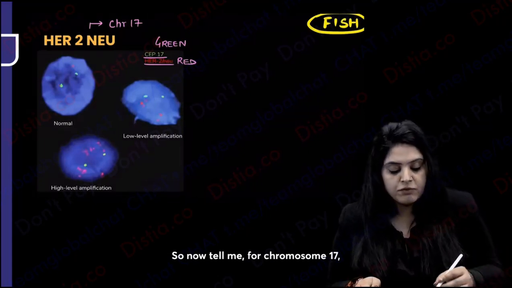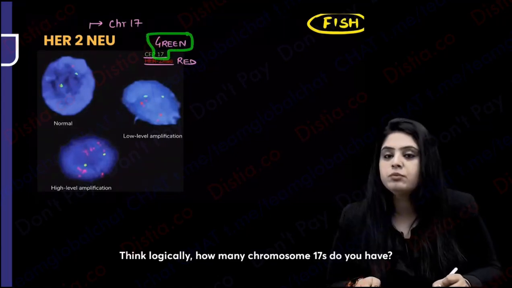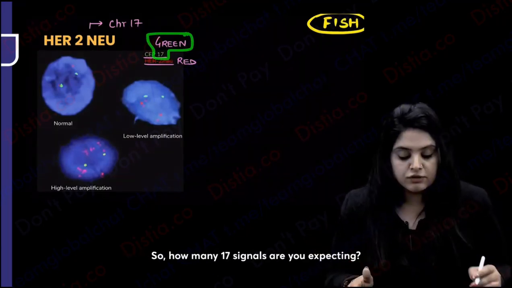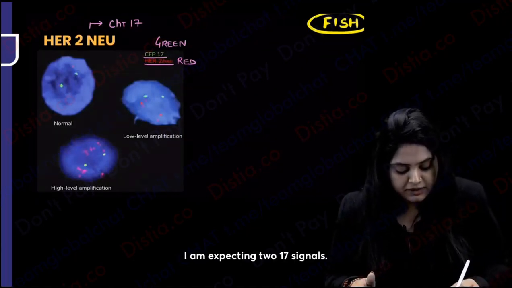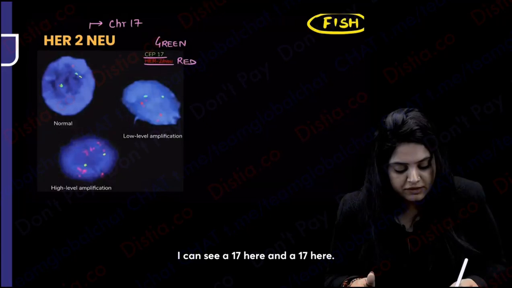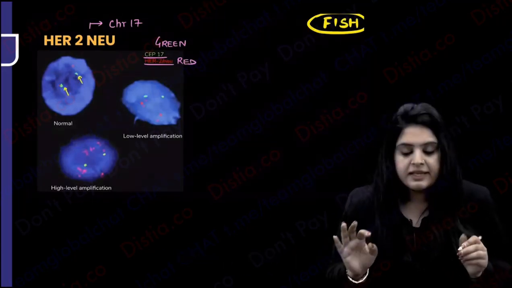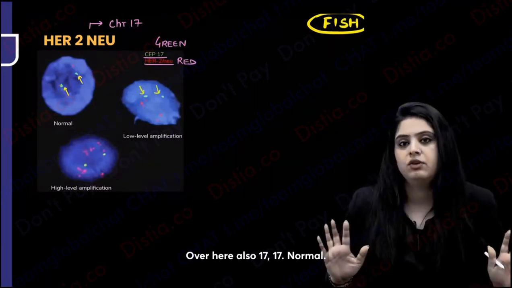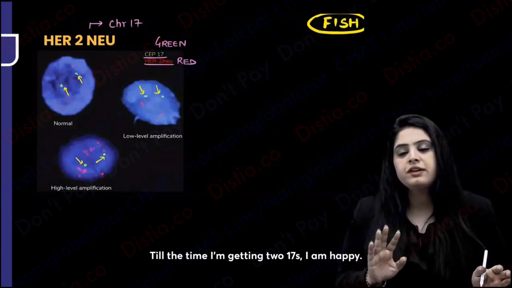Now tell me, for chromosome 17, they have given a green color. Think logically, how many chromosome 17s do you have? Every chromosome, for that matter, you have in a pairing, right? So how many 17 signals are you expecting? I am expecting 2 17 signals. I can see one over here and one over here. So the first thing that I see in a cell: everywhere am I getting a pair? Is everything normal? Over here also 17, 17, normal. Over here also 17, 17, normal. Till the time I'm getting 2 17s, I'm happy.